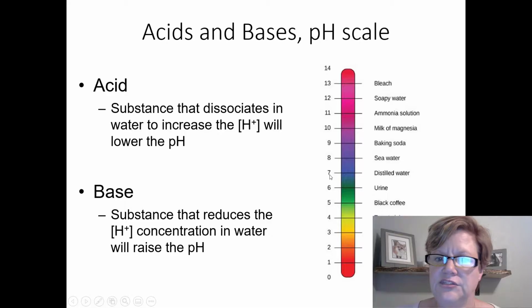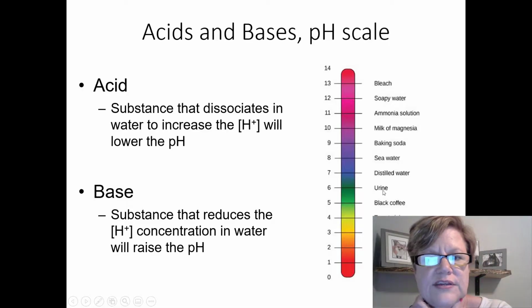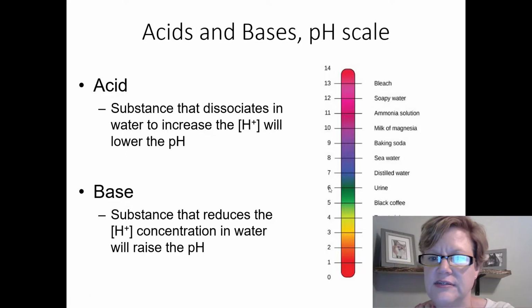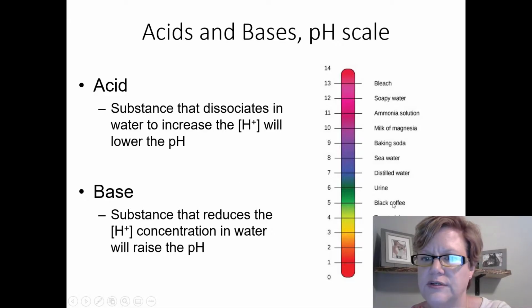All right? But each of these numbers, 7, 6, 5, 4, 3, 2, 1, like I said, is really 10 to the negative 7, 10 to the negative 6, 10 to the negative 5, 10 to the negative 4. And so it's actually a power of 10 difference between these. So it's what we call a logarithmic scale. So the difference between distilled water and urine in terms of acidity is not 1. Urine is not 1 time more acidic than distilled water. Urine is 10 to the 1 times more acidic than water. Black coffee is not 2 times more acidic than water. It's 10 to the 2 times more acidic, so 100 times more.